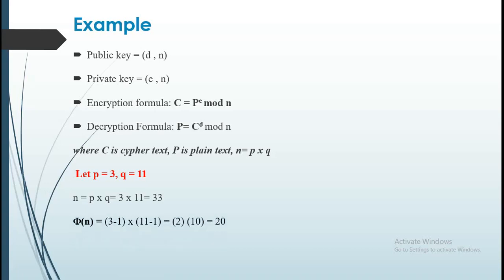Your phi of n will be 20 because 3 minus 1 equal to 2 and 11 minus 1 equal to 10, and their product is 20. Let your private key equal 7. You can choose any private key of your choice, but keep in mind that the value of the private key must be close to P and Q, and also E must be a prime number.